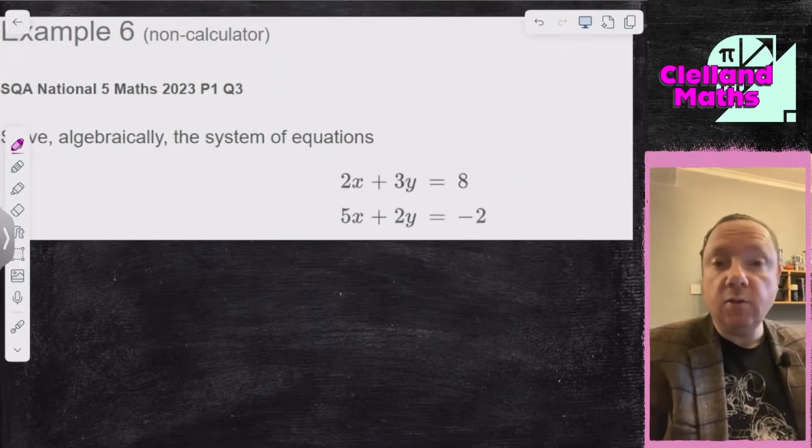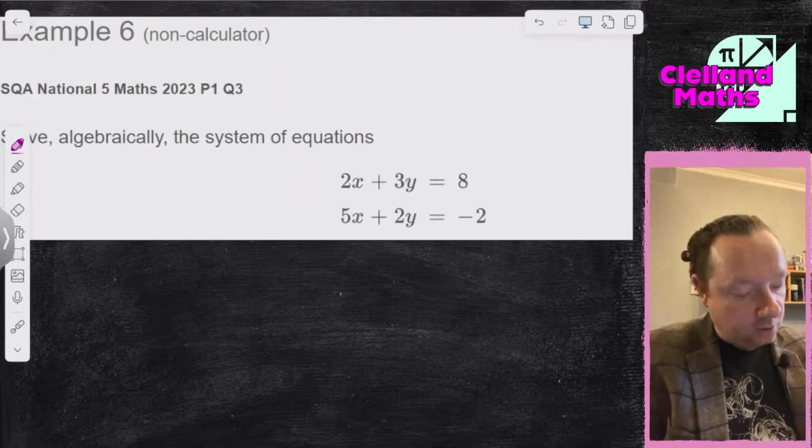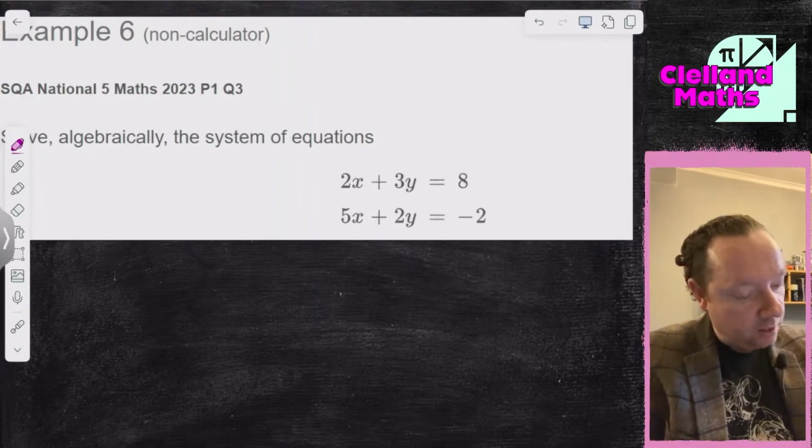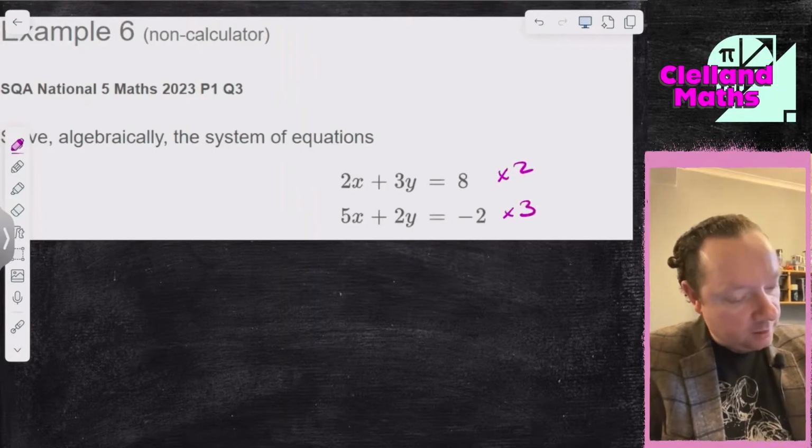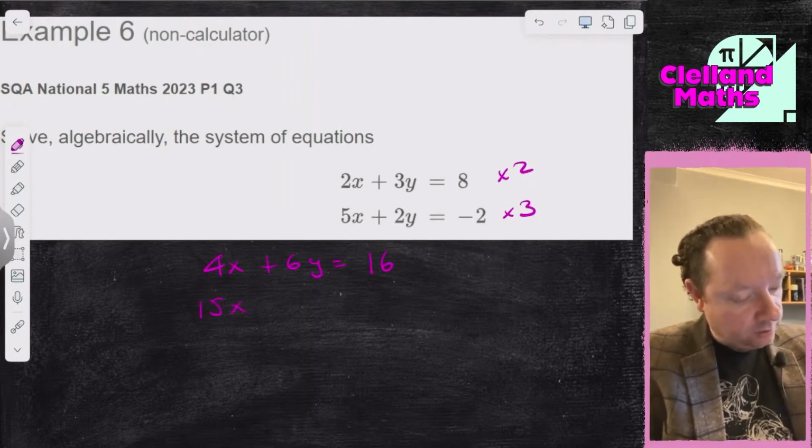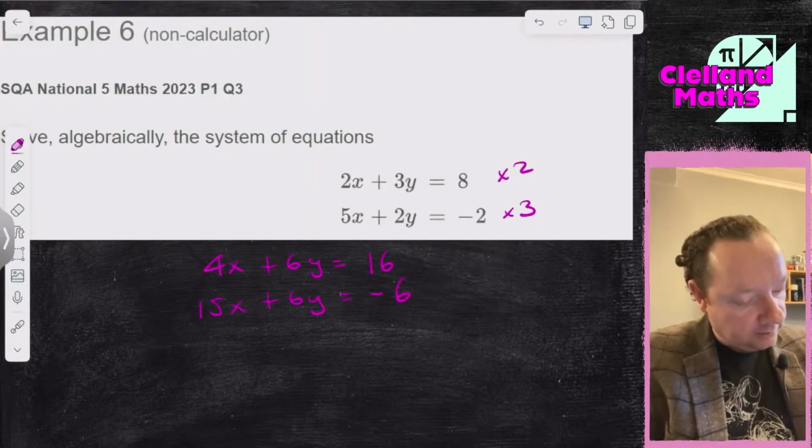Example 6. SQA National 5 Maths 2023 Paper 1 Question 3. Solve algebraically the system of equations. So we have got times by 2 and times by 3 to make the y's the same. 2 2s is 4x. 2 3s is 6y. 2 8s is 16. And then 3 5s is 15x. 3 2s is 6y. And 3 2s is minus 6.